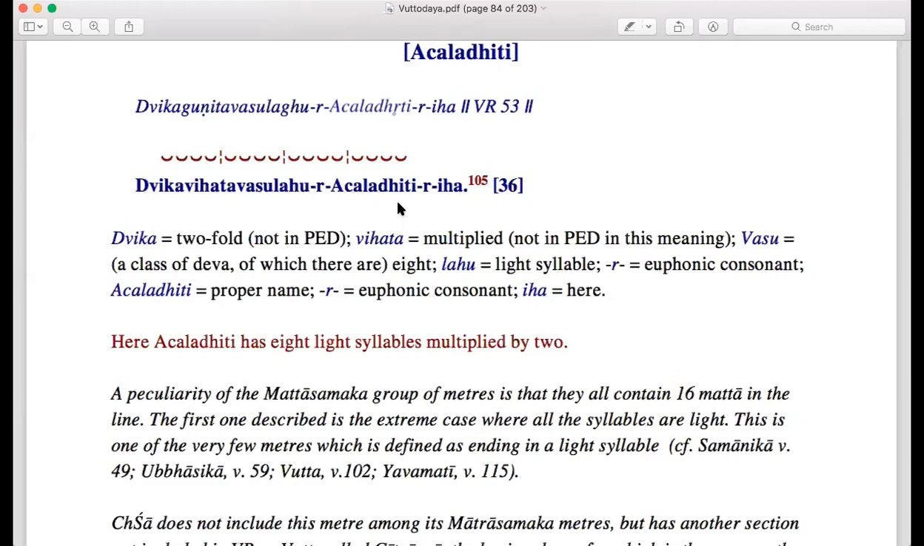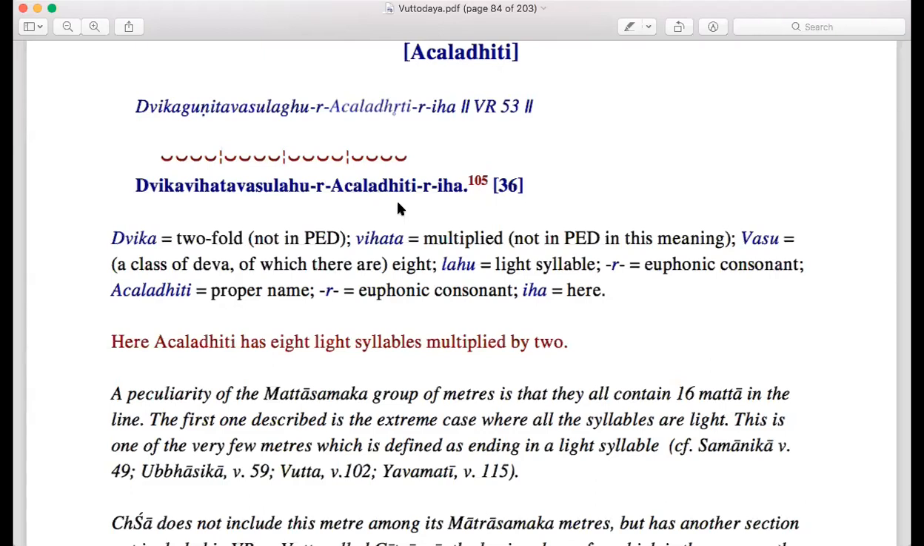That is because it is a bahubbihi samasa, right? Vika vihata vasulahu is a bahubbihi samasa, or "asati tadita", something which has vika vihata vasulahu. Okay, then if we write out that bahubbihi samasa, what case should we put for the word dvika, Bhante? Because it's multiplied by.